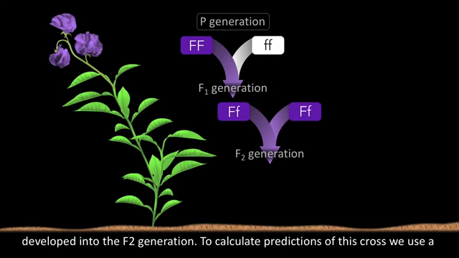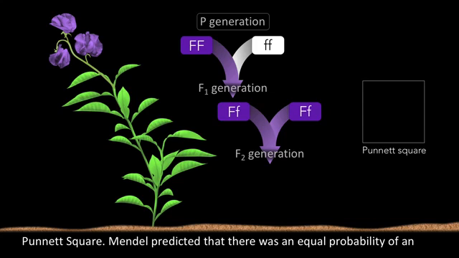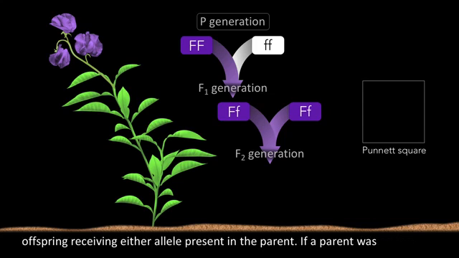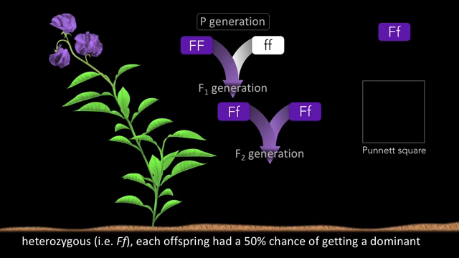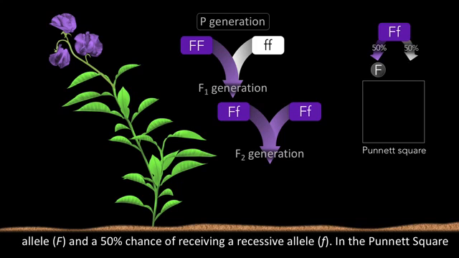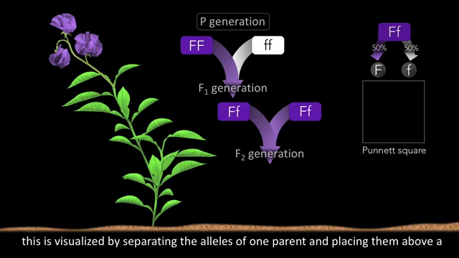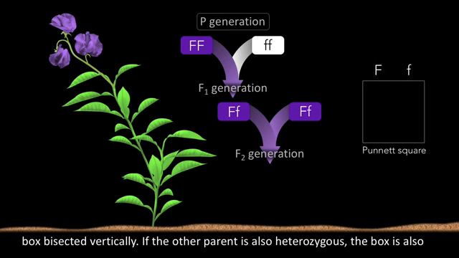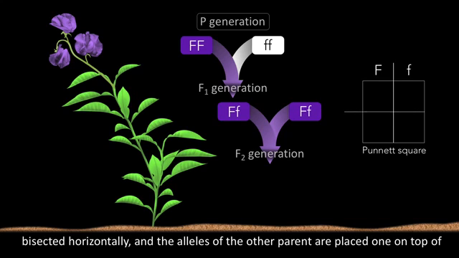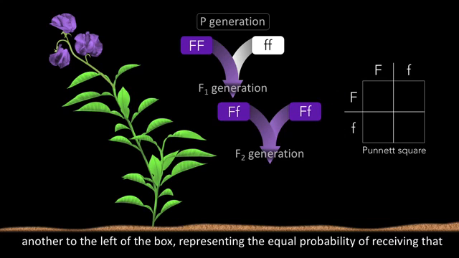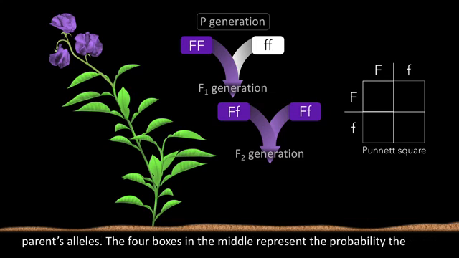To calculate the predictions of this cross, we use a Punnett square. Mendel predicted that there was an equal probability of an offspring receiving either allele present in the parent. If a parent was heterozygous, big F little f in this case, each offspring would have a 50% chance of getting a dominant allele, big F, and a 50% chance of receiving a recessive allele, little f. In the Punnett square, this is visualized by separating the alleles of one parent and placing them above a box bisected vertically. If the other parent is also heterozygous, the box is also bisected horizontally, and the alleles of the other parent are placed one on top of the other to the left of the box, representing the equal probability of receiving that parent's alleles.